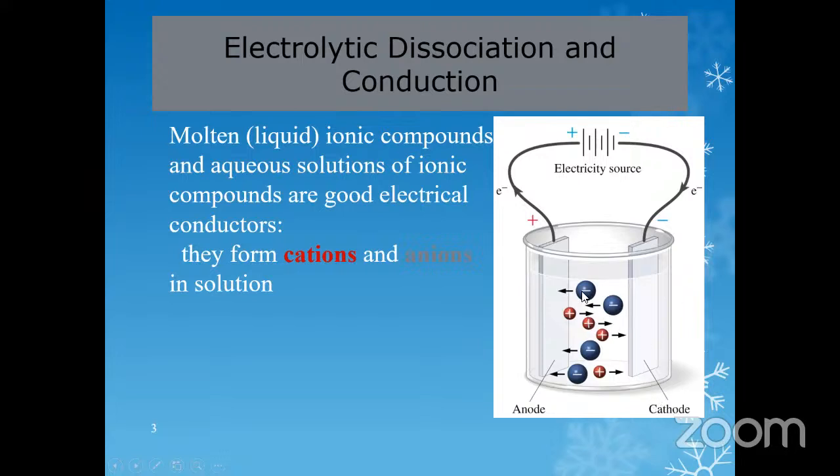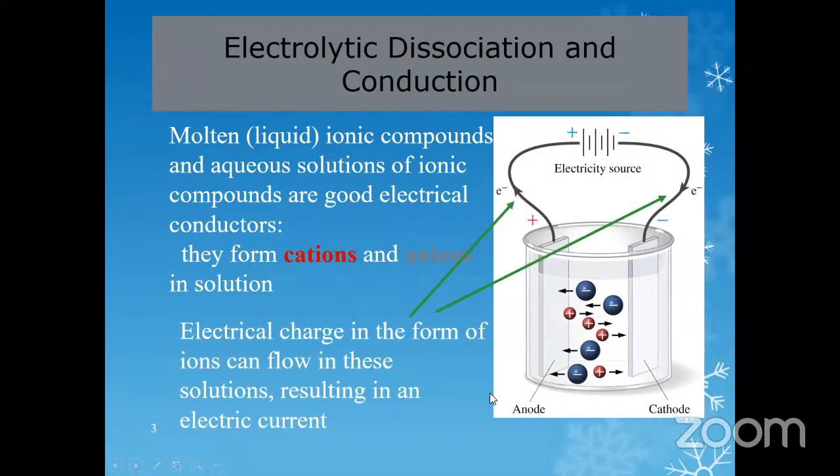And what you'll find is that the negative ions will be attracted to the anode, the positive ions will be attracted to the cathode. So you're going to have a flow of current, not only in the external circuit, but also within the solution as well, right? So that's basically what is happening in this sort of setup.